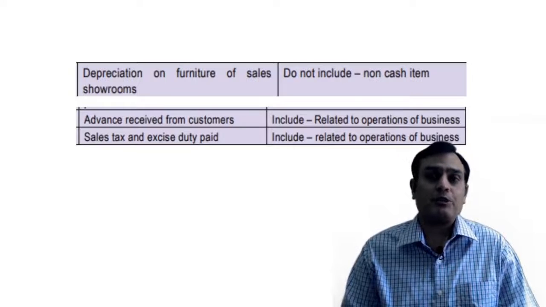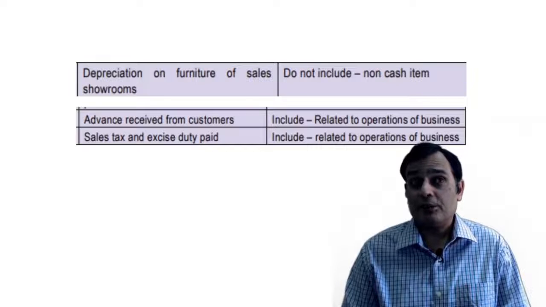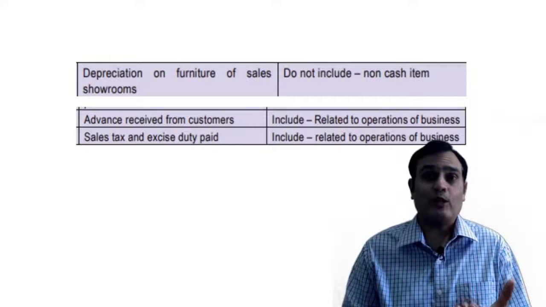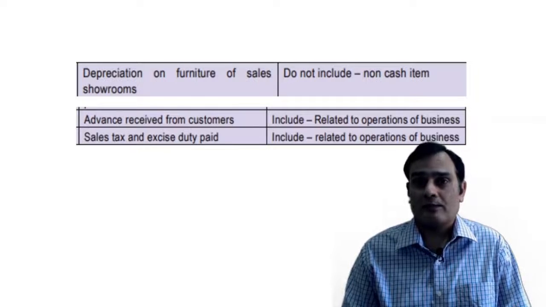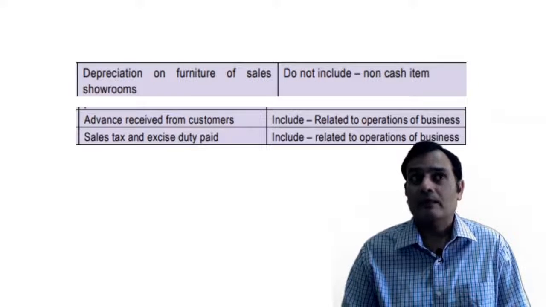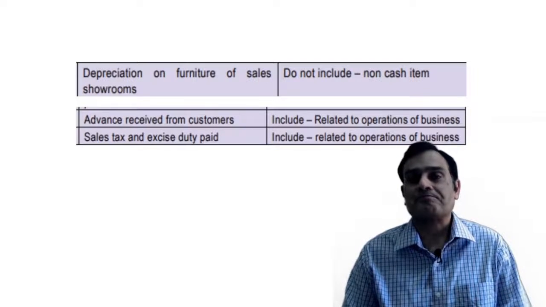There is a depreciation on the furniture of sales showroom. Now, when you're looking at a depreciation, undoubtedly we know it's a non-cash expenditure. And if it's a non-cash item, it would not appear in the cash flow statement at all. There is no question of what kind of activity it is.